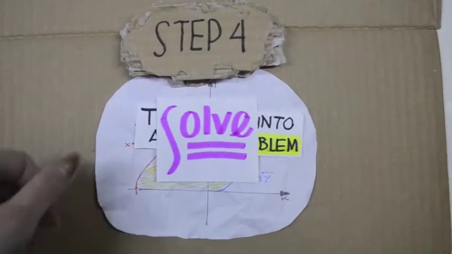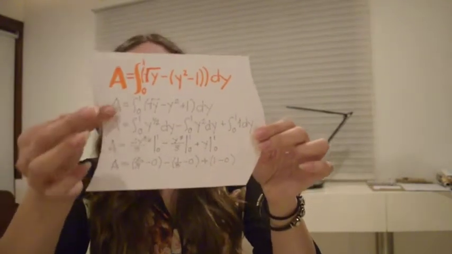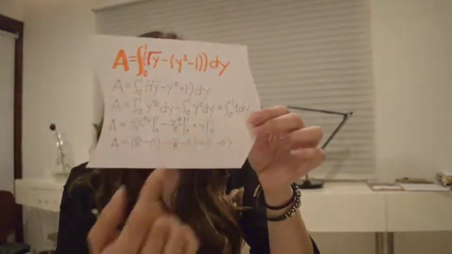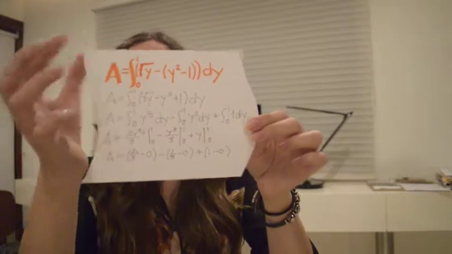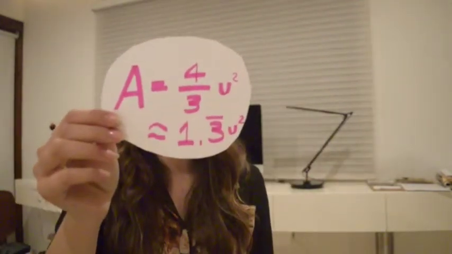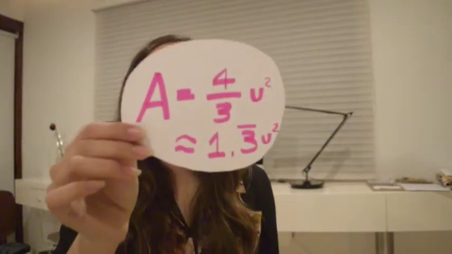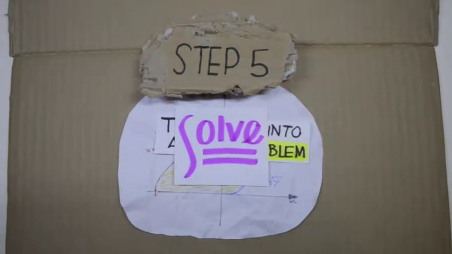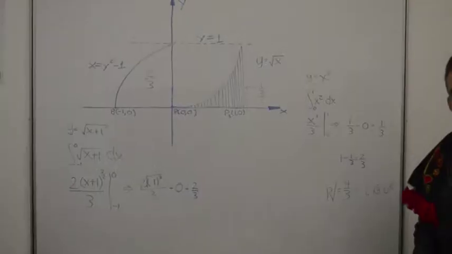Step 4. Solve. So we just basically simplify, we rewrite, solve by separating each component, and then we evaluate with the values given from 0 to 1. Our total area equals 4/3 square units, which equals 1.333 square units. Now, my specialist in math will explain to us the easier way to find it.